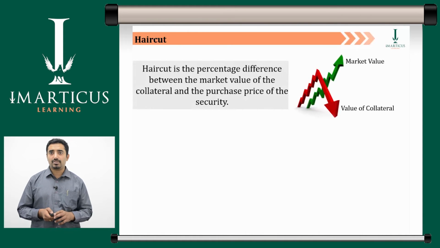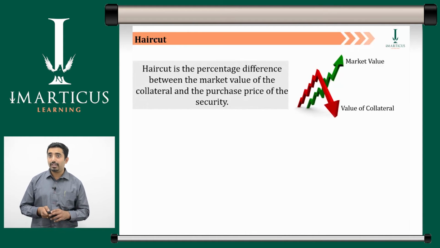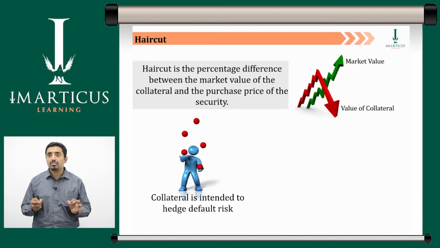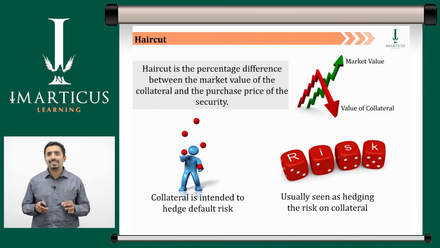Haircut is a concept in mortgage-backed securities that we need to be familiar with. Haircut is the percentage difference between the market value of the collateral and the purchase price of the security. Collateral is intended to hedge default risk. Haircuts are usually seen as hedging the risk on the collateral.